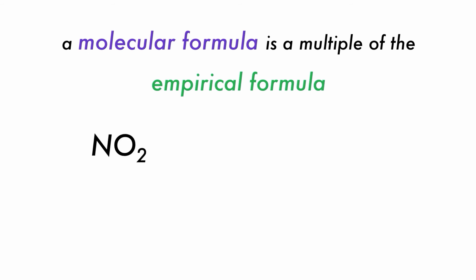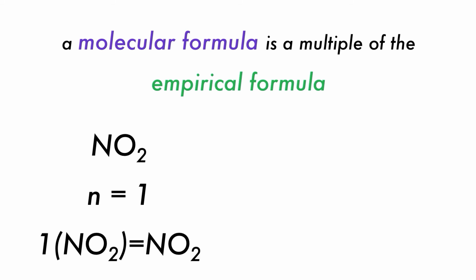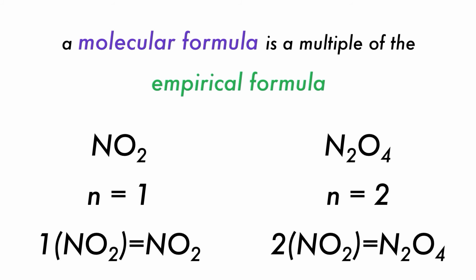So, for nitrogen dioxide, NO2, the multiplier, n, is equal to 1 because the empirical formula times 1 gives the molecular formula. A similar operation can be done for dinitrogen tetraoxide, where n is now equal to 2, as 2 times the empirical formula gives the molecular formula of dinitrogen tetraoxide.